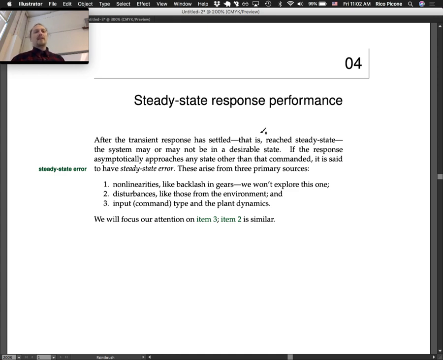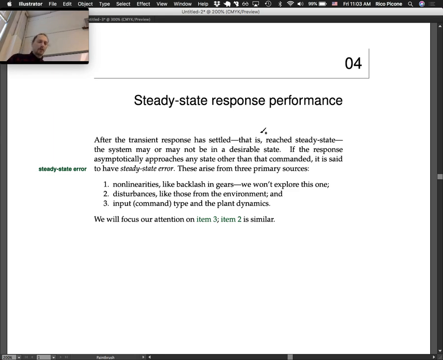If the response asymptotically approaches any state other than that commanded, so remember we're doing feedback control, so if we command it to be 20 psi and it ends up being 19 psi, that's not what we were going for, right? It is said to have steady state error in this case. After it's settling down, it's still something that's not what our command is.